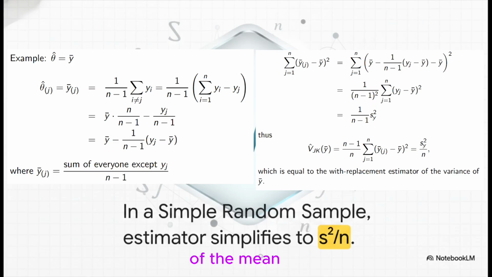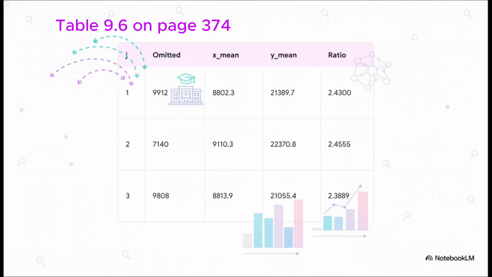When you do the algebra and plug that back into the jackknife formula, the sum of those squared deviations just becomes your standard sample variance, s squared. The math perfectly matches the standard with-replacement estimator. It's beautiful. Let's actually see it in action.